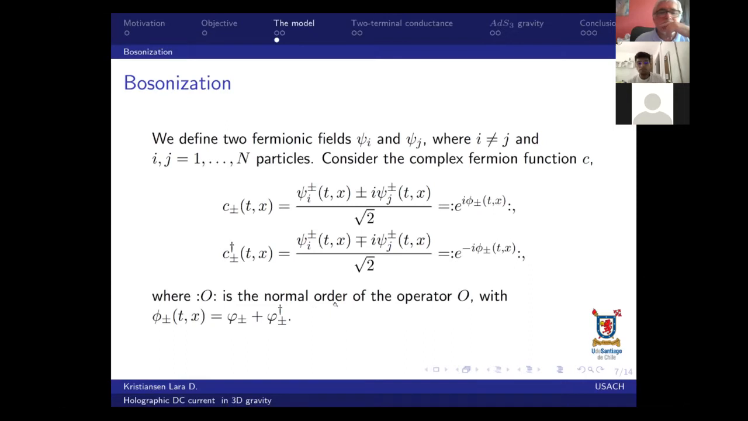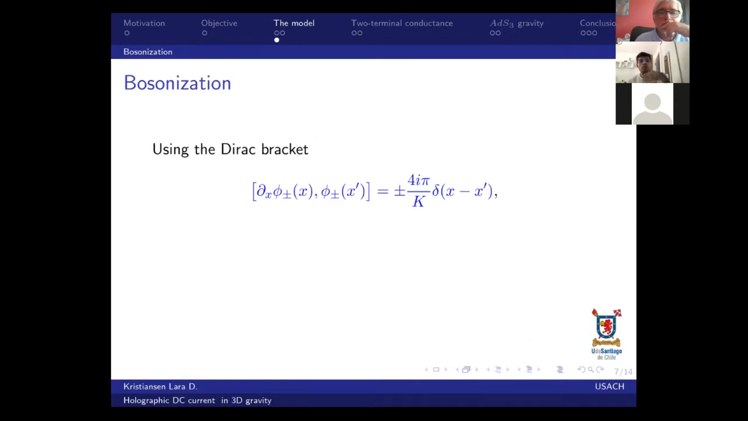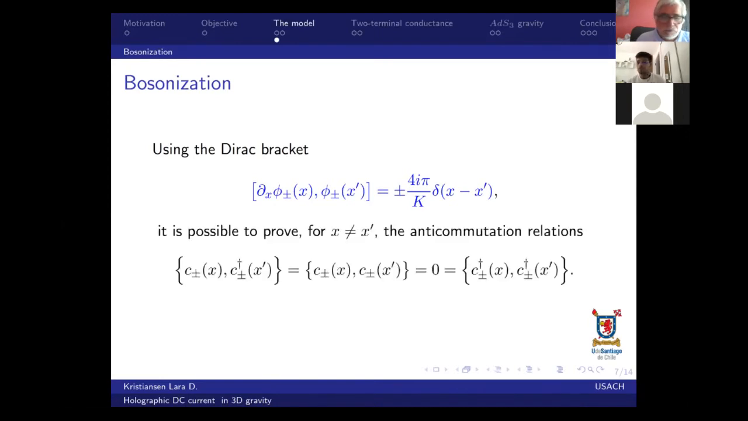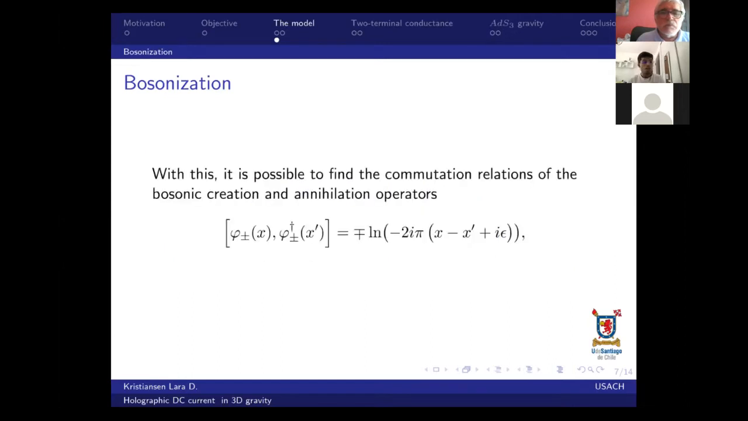So now we're going to use the Dirac bracket we found before. With that, it is possible to prove that for x different from x prime, the anti-commutation relations that you can see here are satisfied. With this, it is possible to find the commutation relations of the bosonic creation and annihilation operators that you can see here.